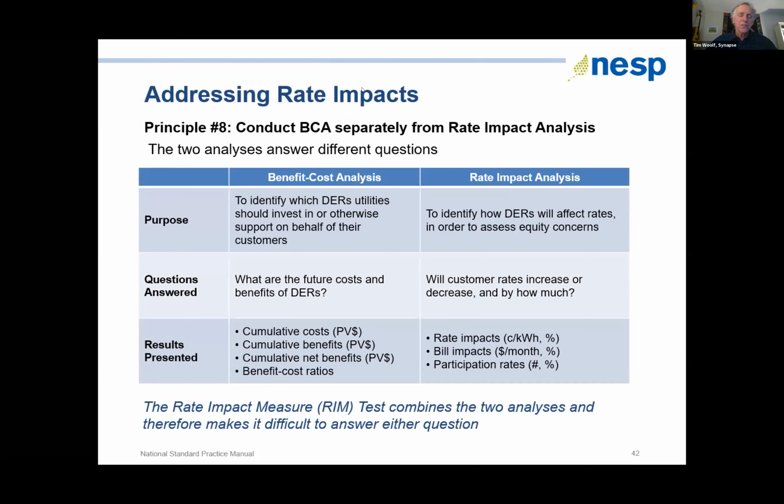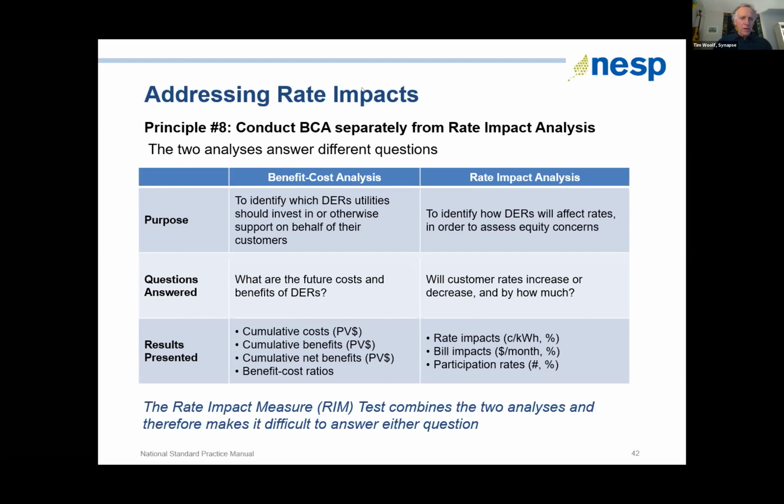For the benefit cost analysis, the purpose is to see which resources a utility should invest in to make sure that they're getting net benefits. That's the whole issue, is net benefits. The rate impact analysis is looking at, well, what happens to rates? So it's different. The question answered in the benefit cost analysis is, what are the future costs and benefits of DERs that we can evaluate? What's going to happen if we invest this dollar here? For the rate impact analysis, the question that's answered is, will rates go up? Will rates go down, and by how much? It's a different question. And this is key.